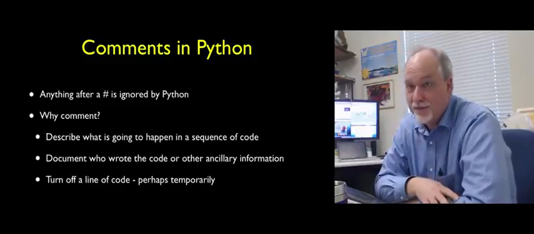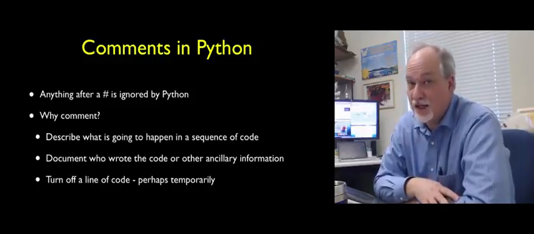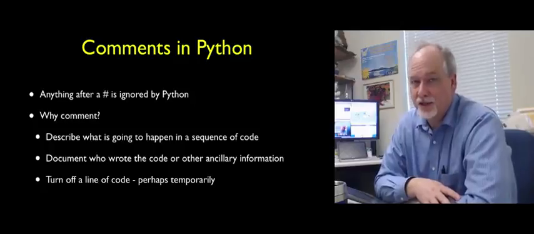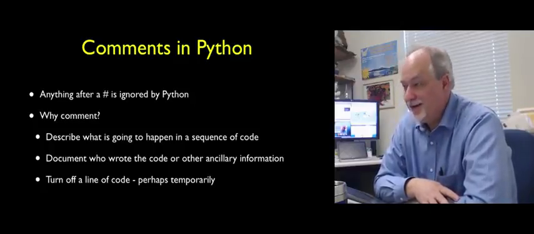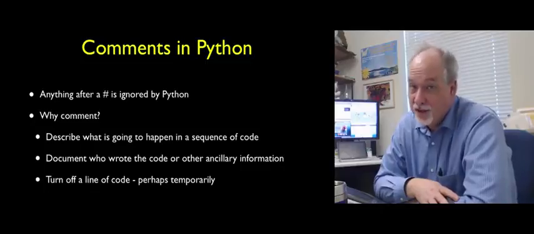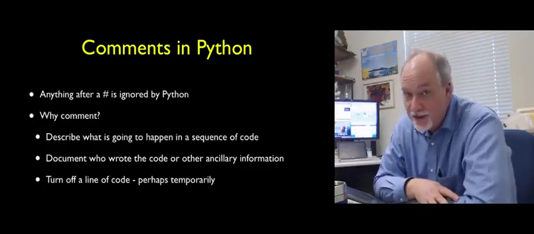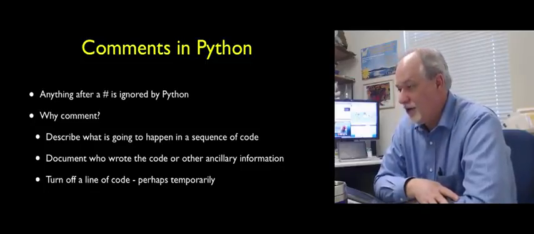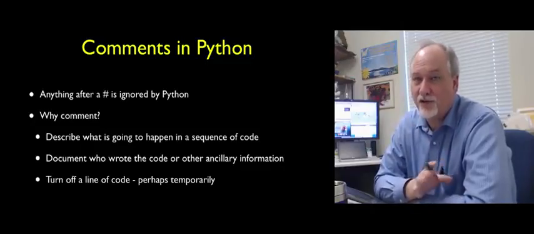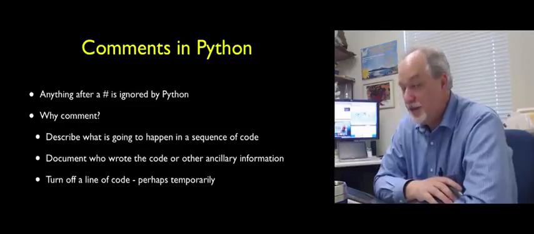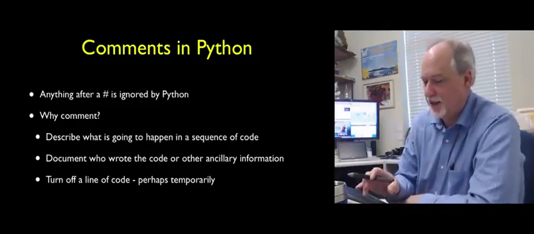There are 2 or 3 reasons why you can do this. One is sort of like paragraph headings, where you can say what's going to happen in English or your language. And you can write documentation that says this code was written by Charles Severance, December 2010. And you can also just hide a line of code to test and turn it on and off without actually deleting the line of code. It's a real common thing in debugging.